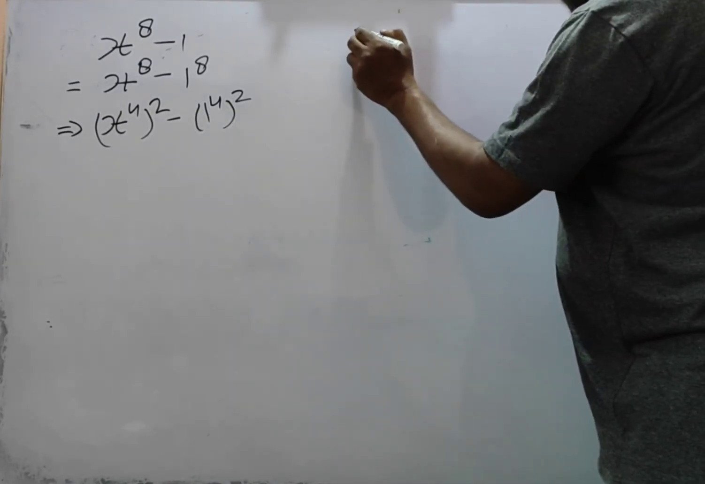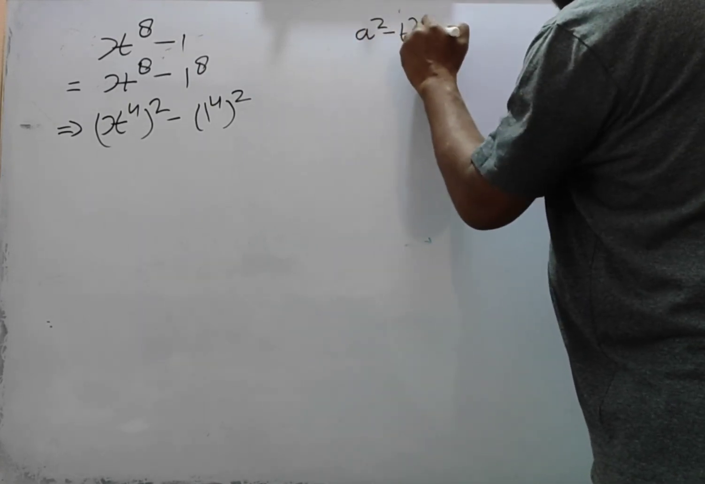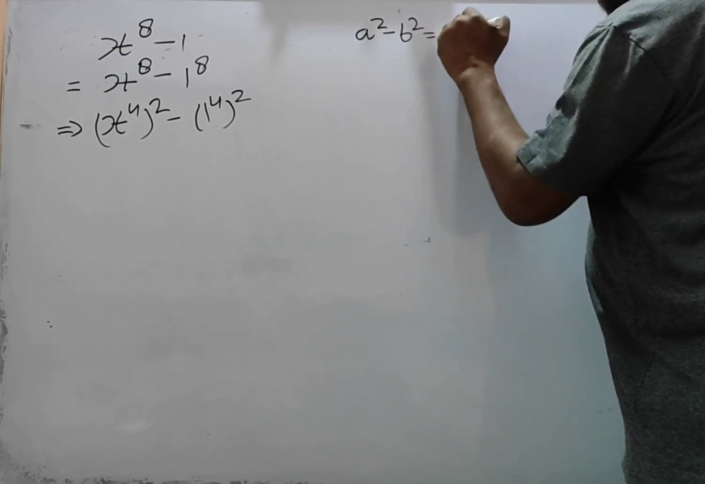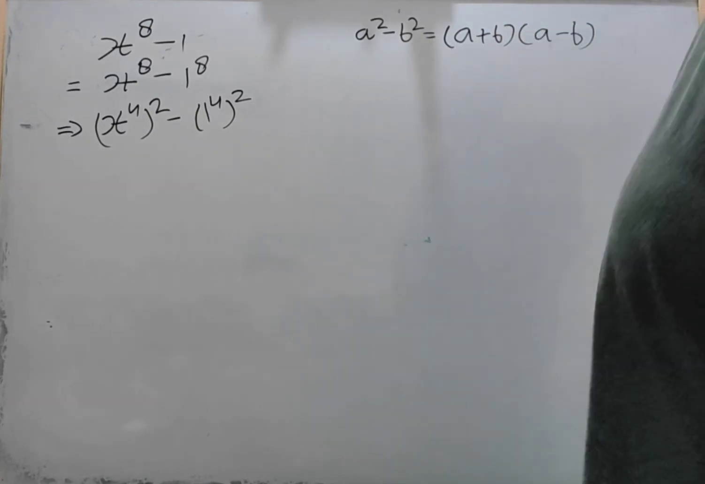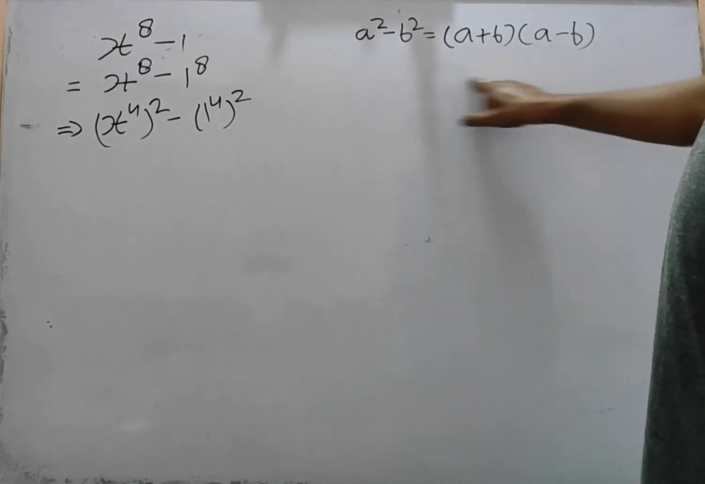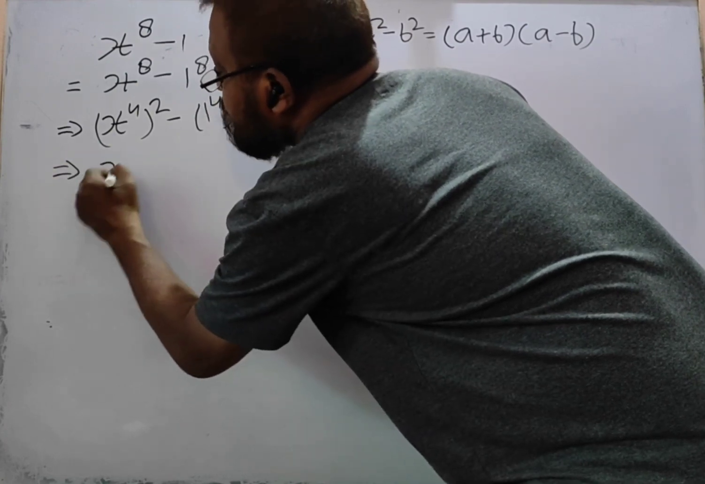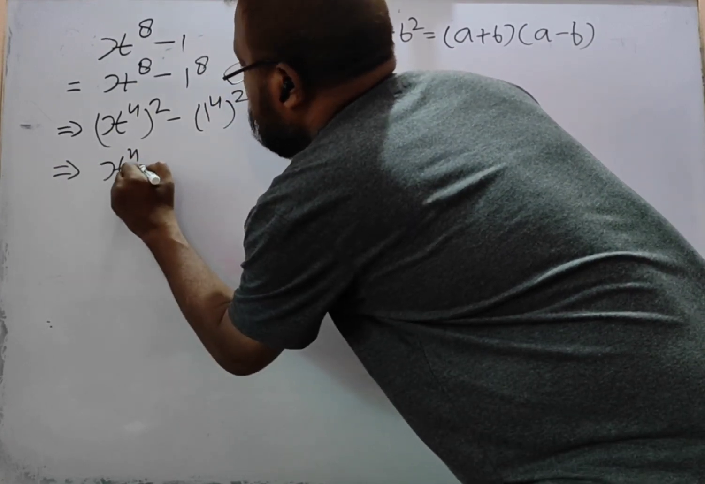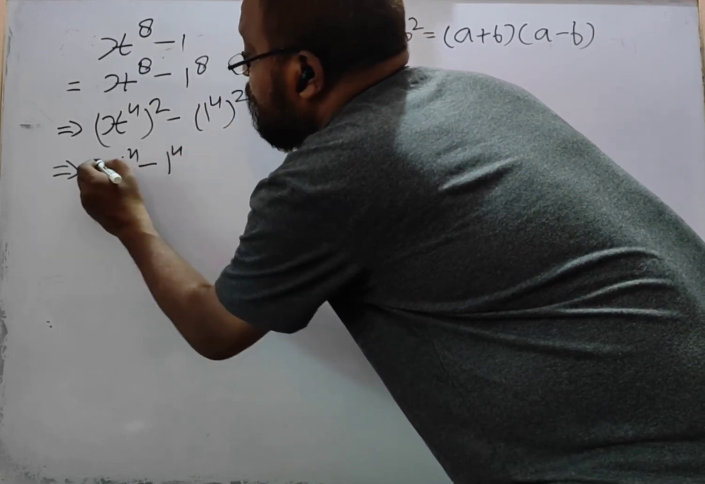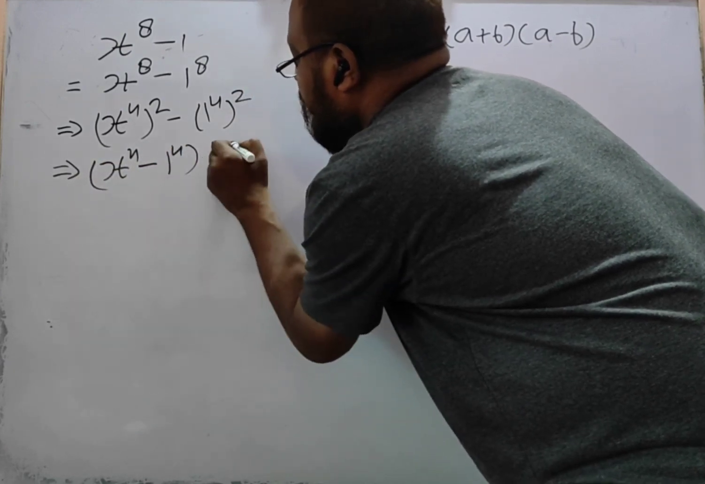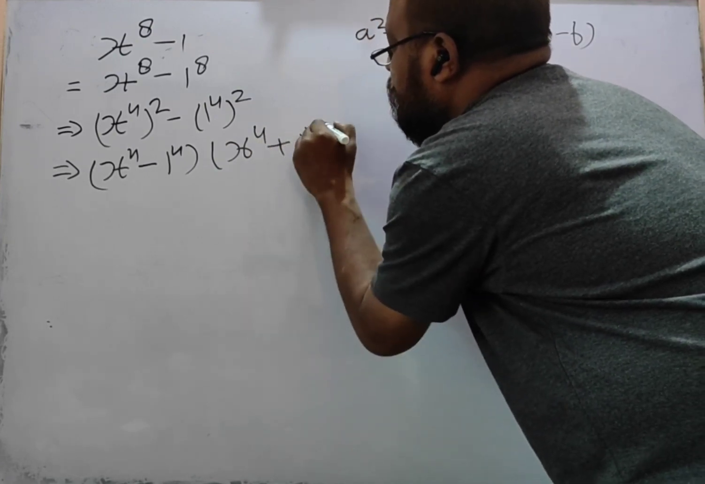Here we will use identity, a square minus b square is equal to a plus b into a minus b. Get it? Here we will use this identity. So this will be x raised to the power 4 minus 1 raised to the power 4 bracket x raised to the power 4 plus 1 raised to the power 4. Right?